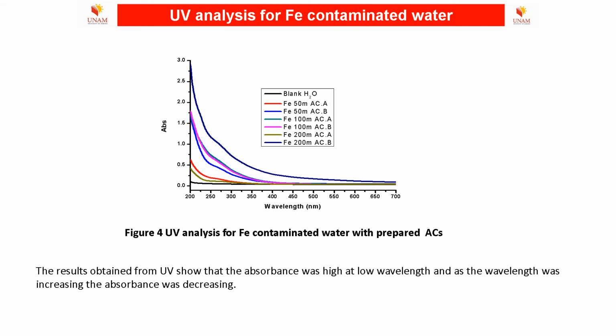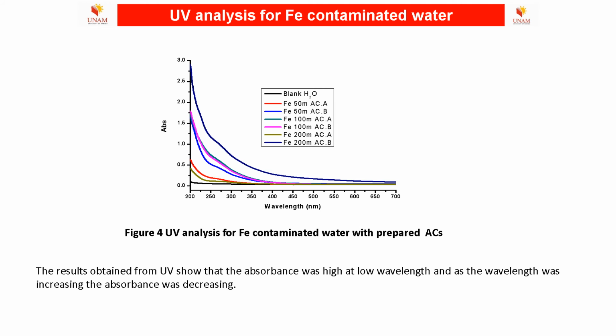Then you have the iron 200 µM green. Absorbance was low for this one. 200 microns was good. For ACA, the absorbance was low there. As the wavelength increases, absorbance also decreased. Then for the last iron one, the blue one, the absorbance was very high, 2.5.